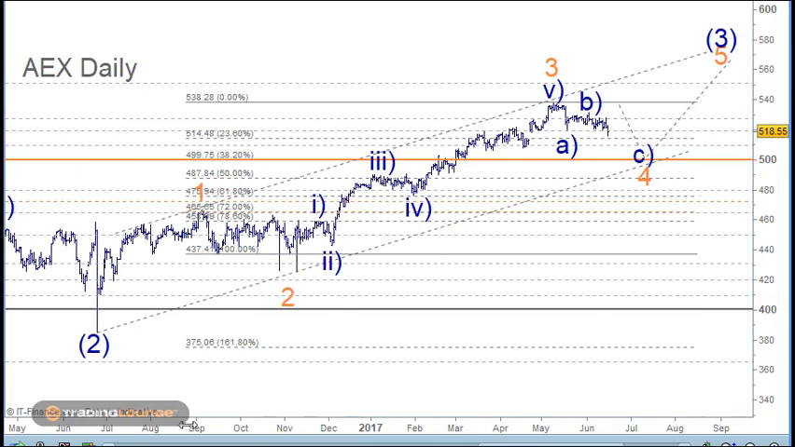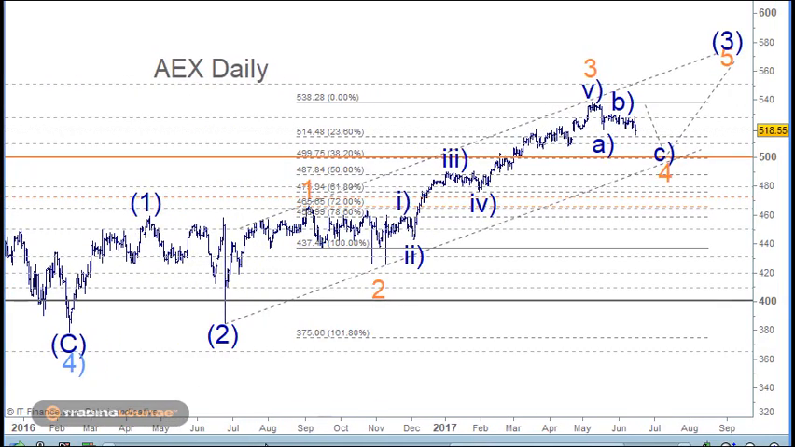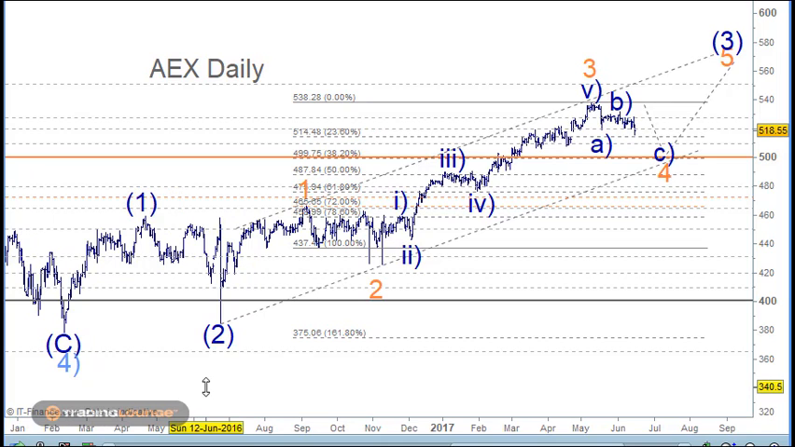Just on the daily chart here, this is why I've got it labeled like this, with wave 1 here, wave 2 here, and 1 and 2, and looking at 1 and 2 and 3 and 4, an extension in the 5th wave here for wave 3.